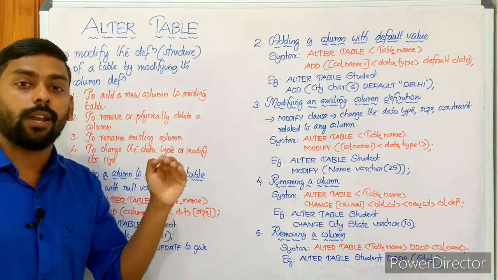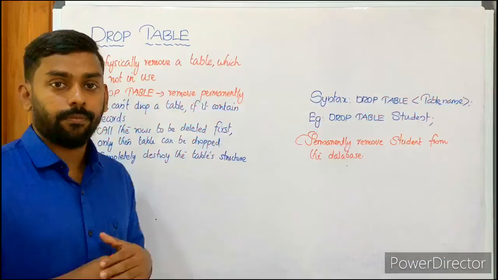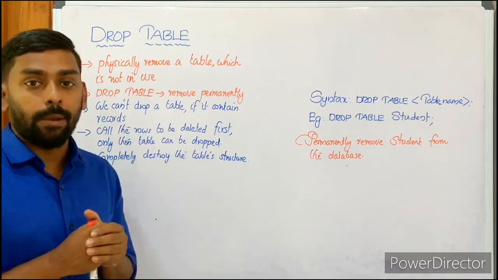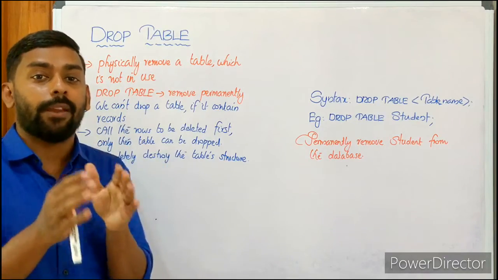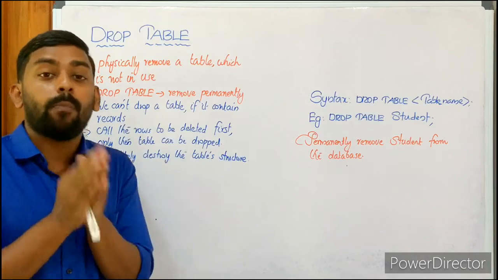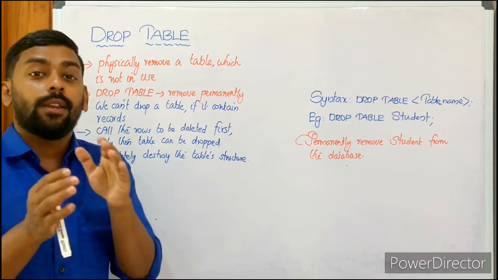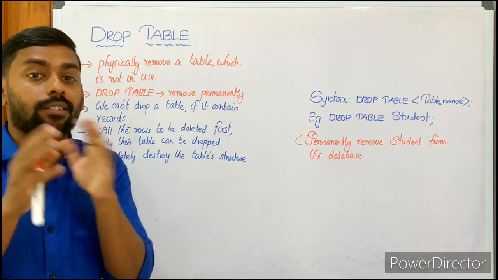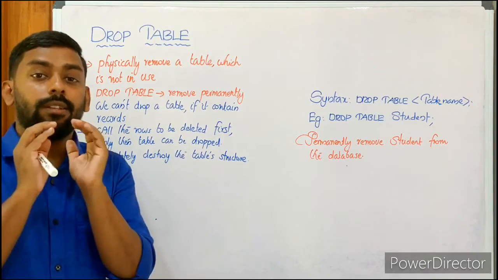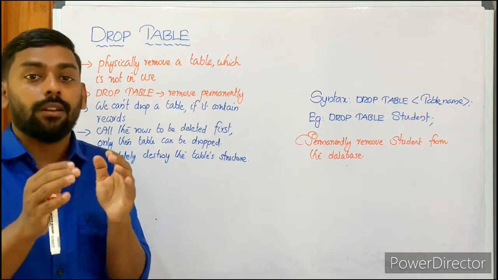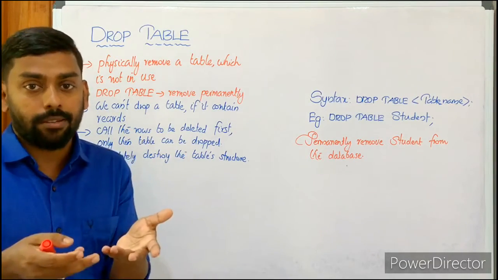Now we are going to look at drop table. Now let's look at our third DDL command, that is the drop table command. We have already completed the create table command and alter table command. Now it's time to look at drop table. We know drop table is used to drop what? The entire table structure from the database, or we can say it is used to remove the table's definition or table structure permanently from the database.